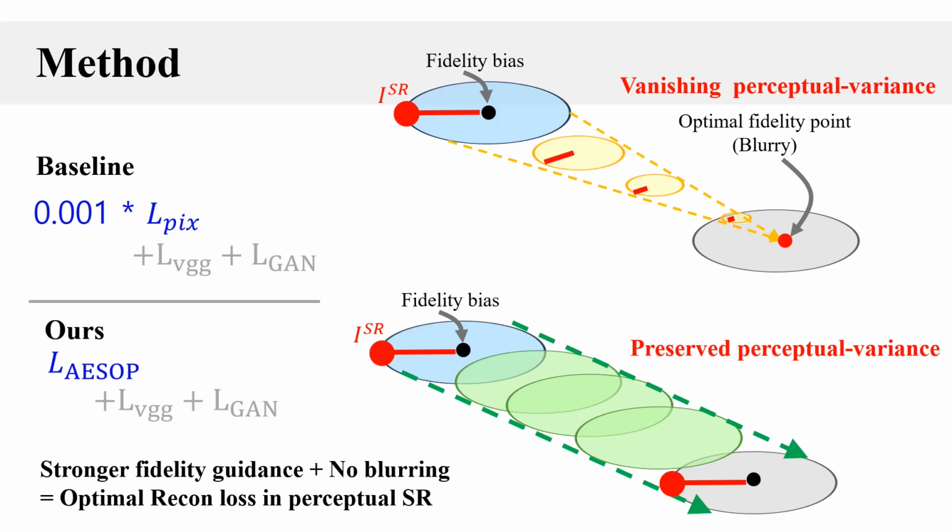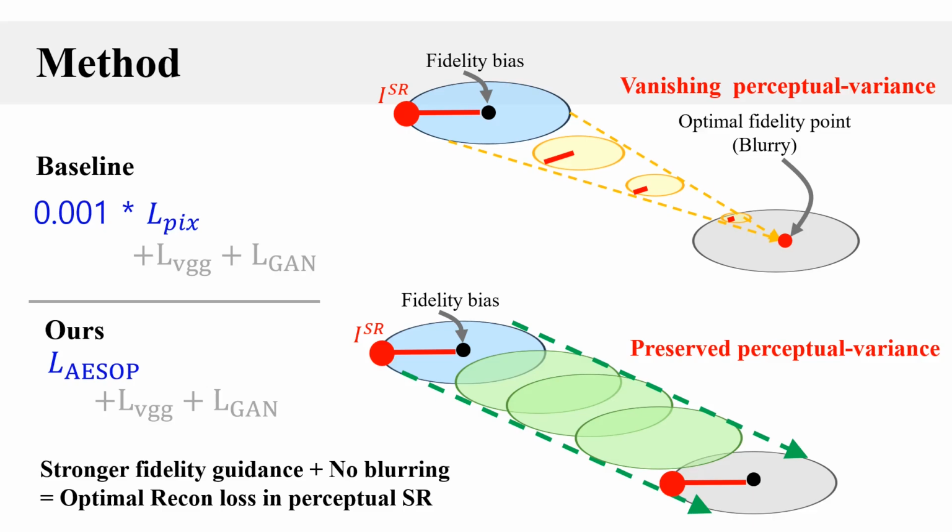Now, when we put everything together with other loss functions, we get the following figure. This slide compares the impact of traditional loss functions versus our proposed approach when using perceptual super-resolution tasks. The key difference here lies in how fidelity bias and perceptual variance are handled.